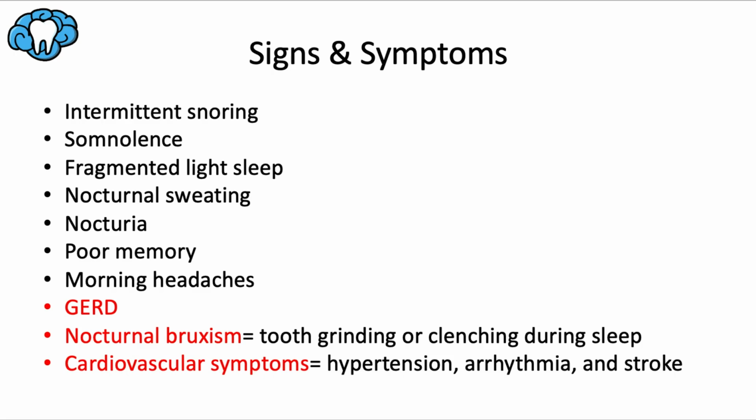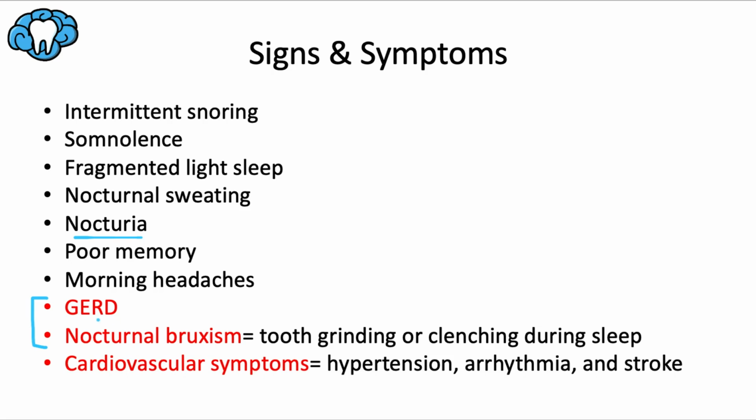So what are some signs and symptoms? We expect intermittent snoring with gasping, choking, and complete absence of breathing in the case of those apneic episodes, somnolence, which is excessive daytime sleepiness, fragmented light sleep, nocturnal sweating or night sweats, nocturia, which means frequent urination during the night, poor memory, morning headaches, and then these next two should sound familiar because they were part of the sleep acid triad I talked about when we were talking about tooth erosion in the last video.